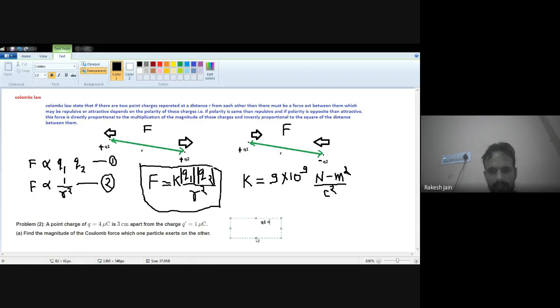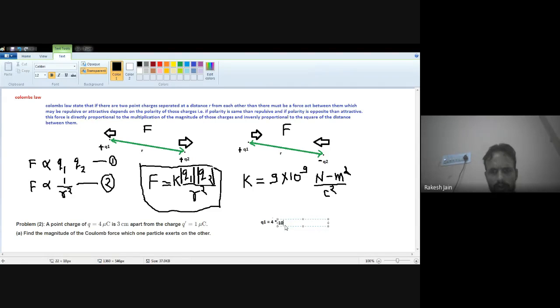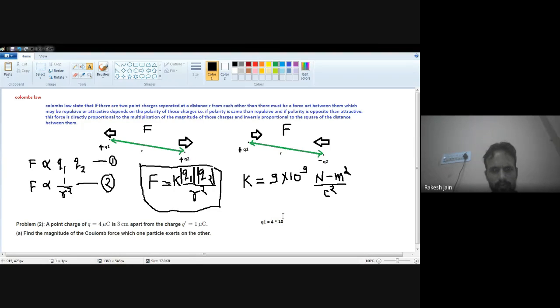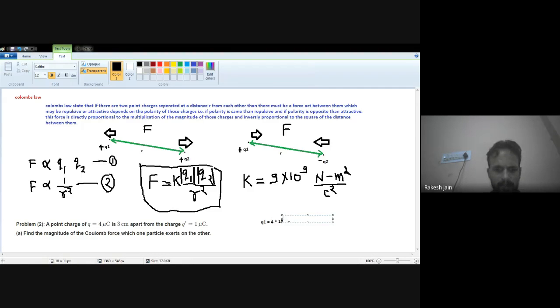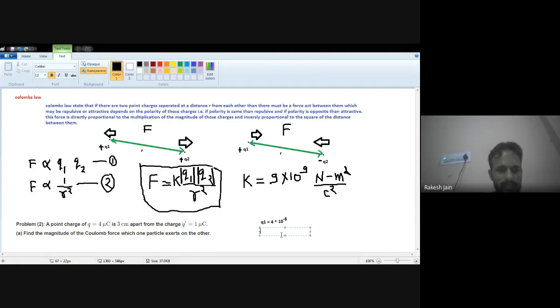Q1 is given as 4 microcoulomb. So 4 multiplied by 10 to the power minus 6. It is a very simple question. Instead of Q1, Q2, Q and Q dash are given. So don't be confused. They are the same thing. Q1, Q dash or Q1, Q2, anything. So Q1 is 4 multiplied by 10 to the power minus 6. Q dash means Q2. We can say second charge. That is Q2, 1 microcoulomb. So 1 multiplied by 10 to the power minus 6.